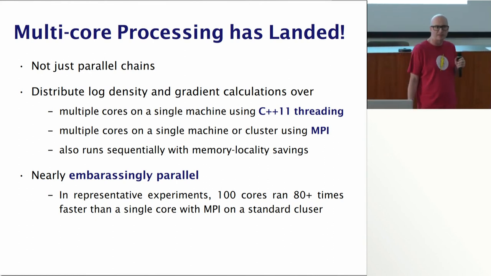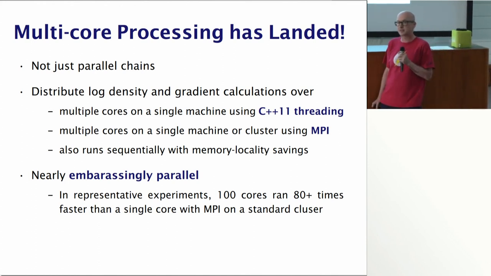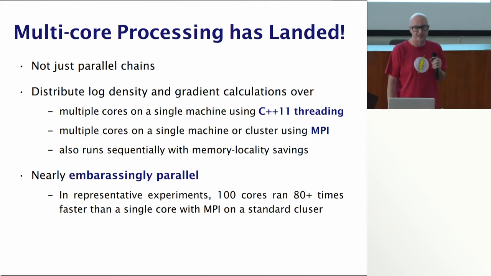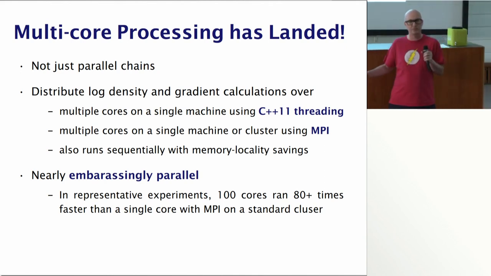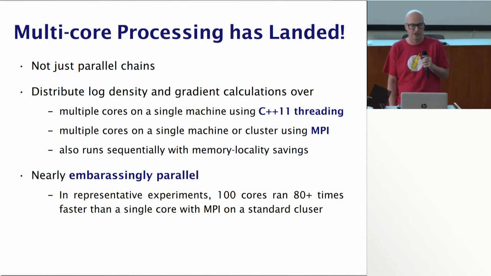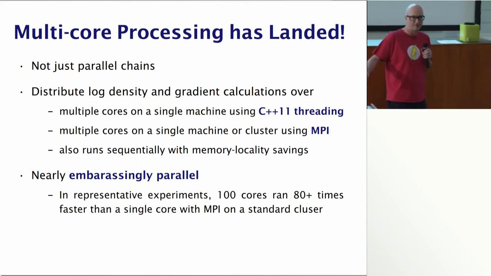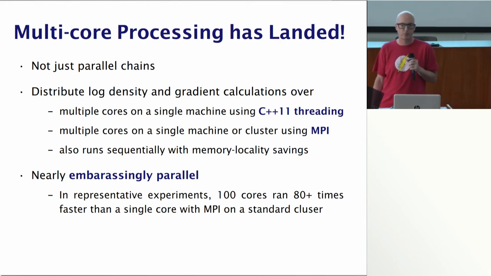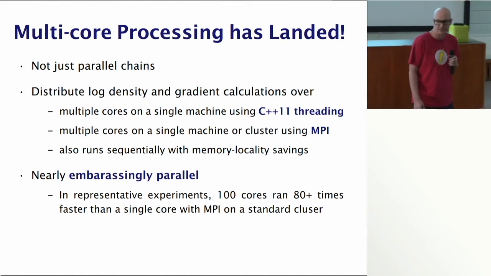Mainly, this means taking the log density calculation and distributing pieces of it over different cores. These can be multiple cores on a single machine with shared memory, or multiple machines on a cluster, ideally with good communication among the machines. It can also be run sequentially. So if you write your code to exploit this, you can run it multi-threaded or with a single core. There are actually speedups with that because of memory locality.